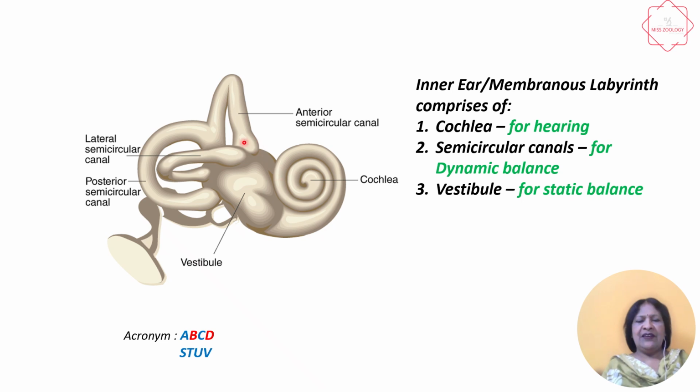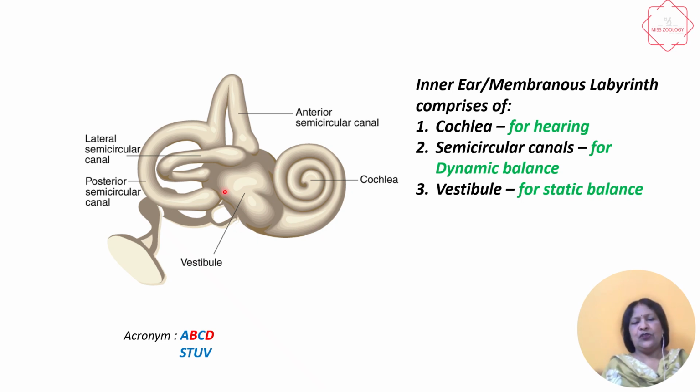Then we have a vestibule, a compartment-like structure, which has the semicircular canals on one side and the cochlea on the other side. This compartment-like structure is made up of two sac-like structures. A bigger sac-like structure, which is connecting to the semicircular canals, is the utriculus, and a smaller sac-like structure connecting to the cochlea is the sacculus.